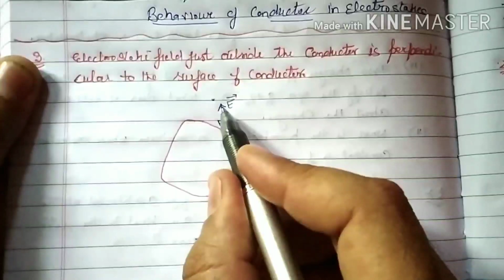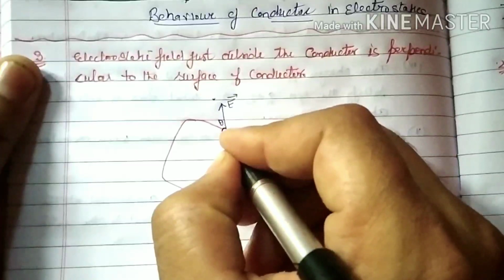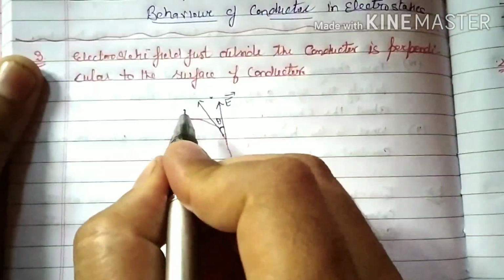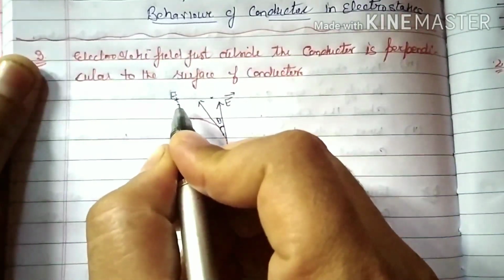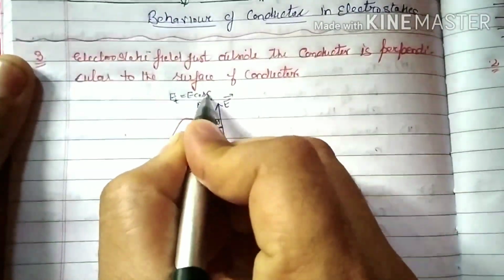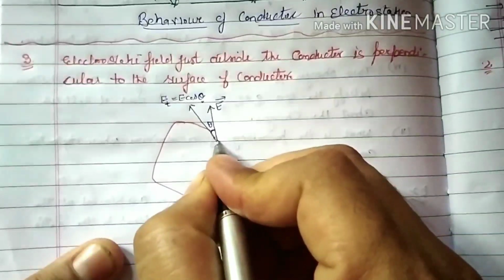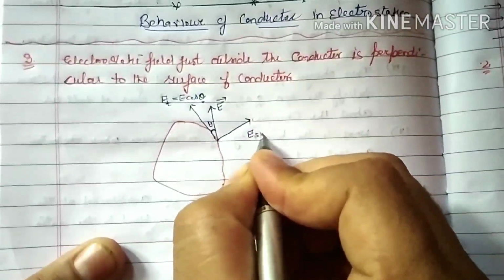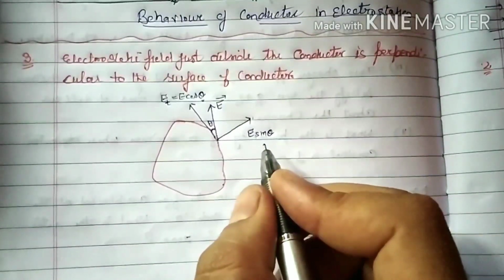Now this electric field can be resolved into two components. One component is along the surface of the conductor. We can say this is the tangential component, that is along the surface of the conductor, and that is equal to E cos theta. And the second component, perpendicular to the surface of the conductor, is E sin theta.